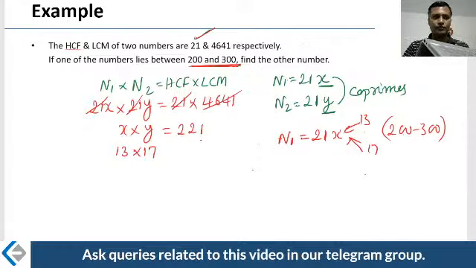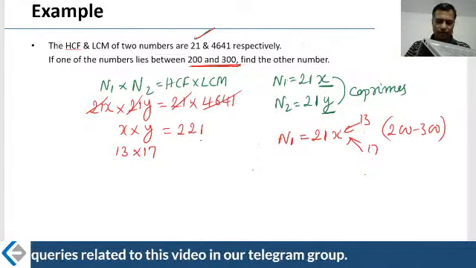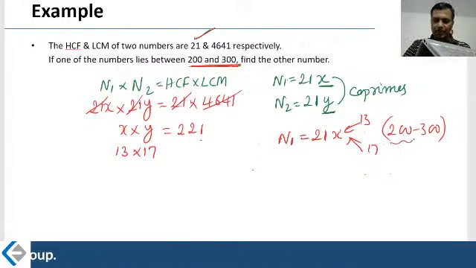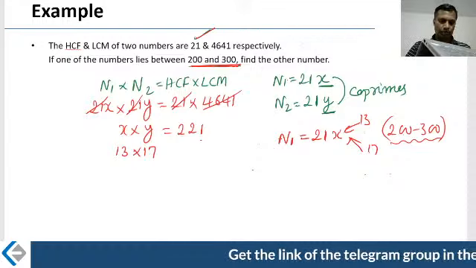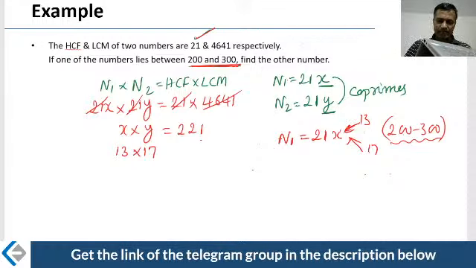X and y are not the values, friends. 21x and 21y are the values. So first let me find out which number lies between 200 and 300. Let me take two cases, the first case and the second case. Let me take the first case. If it does not work, then I will take the second case.